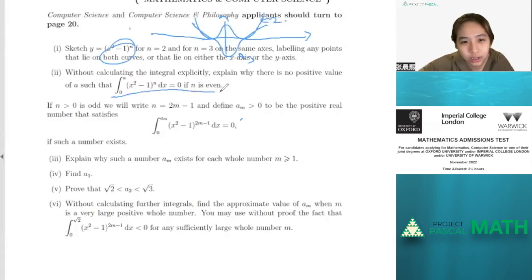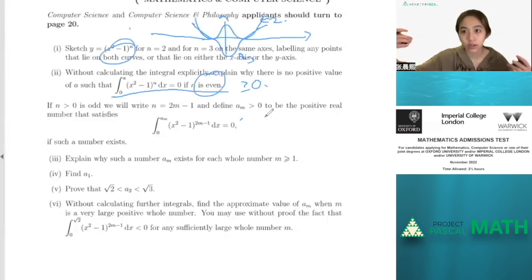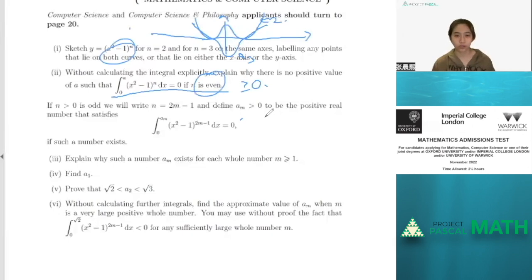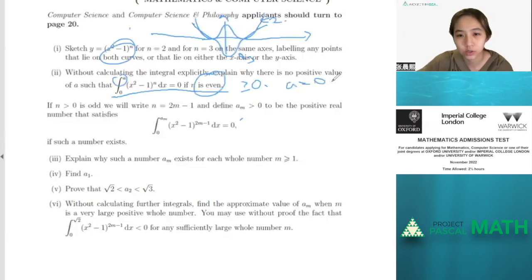Okay, without calculating the integral explicitly, explain why there's no... like what I said before, if n is even, it's always greater than or equal to 0. And so the area has to be always greater than or equal to 0. And if it's strictly 0, that means that a is equal to 0, which can't be the case because you want something that's positive.